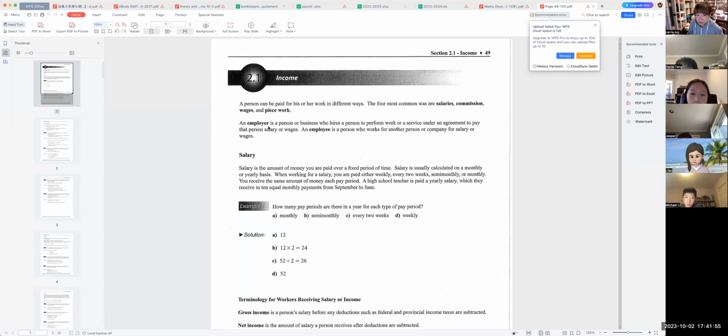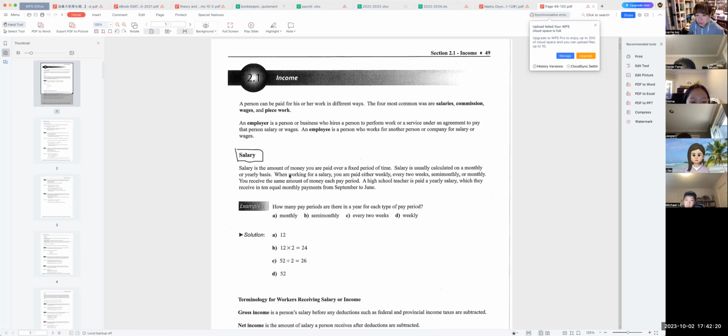An employer is a person or a business that hires a person to perform work or service under an agreement to pay that person's salary or wages. An employee is a person who works for another person or company for salary or wages. So let's take a look at this one. We're going to talk about salary first.